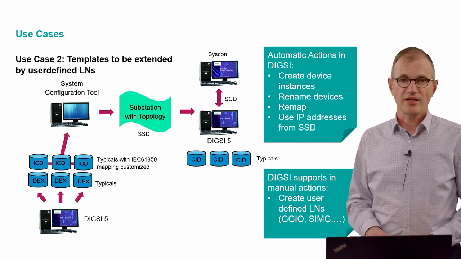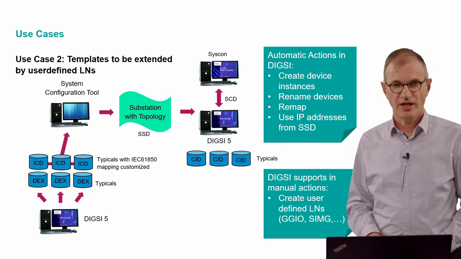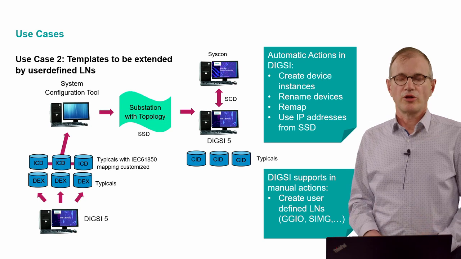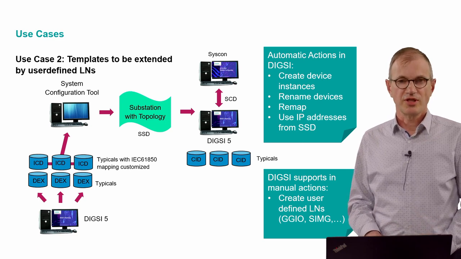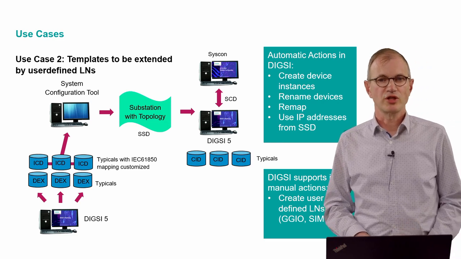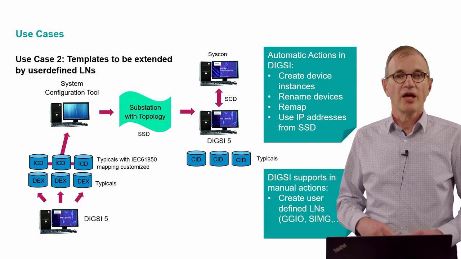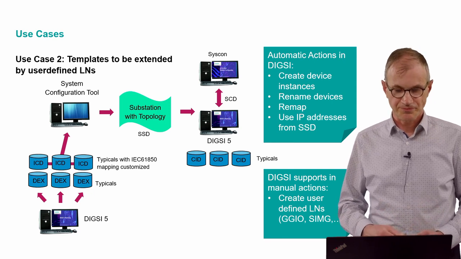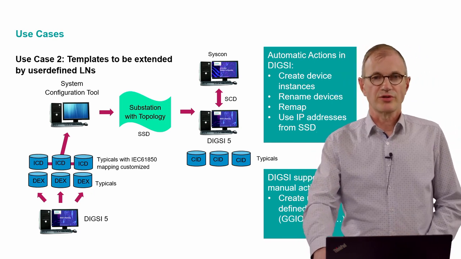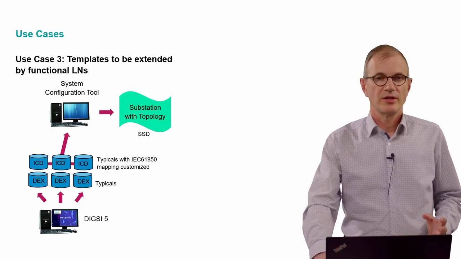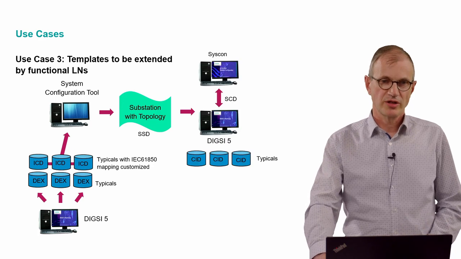What do we understand by user-defined LNs? These typically are the G and the S nodes. So the GGIO as a general logical node for results from CFC. The sensor nodes, for example, sensors for insulation monitoring, gas, and so on. Typically, the functionality behind that is created with CFC. So DIGSI supports that there. And we have also implemented the extension by functional LNs.